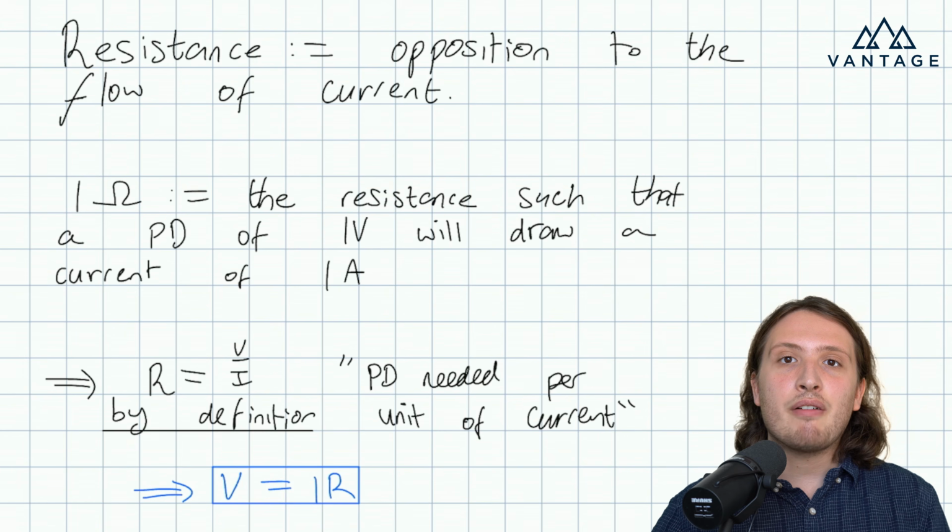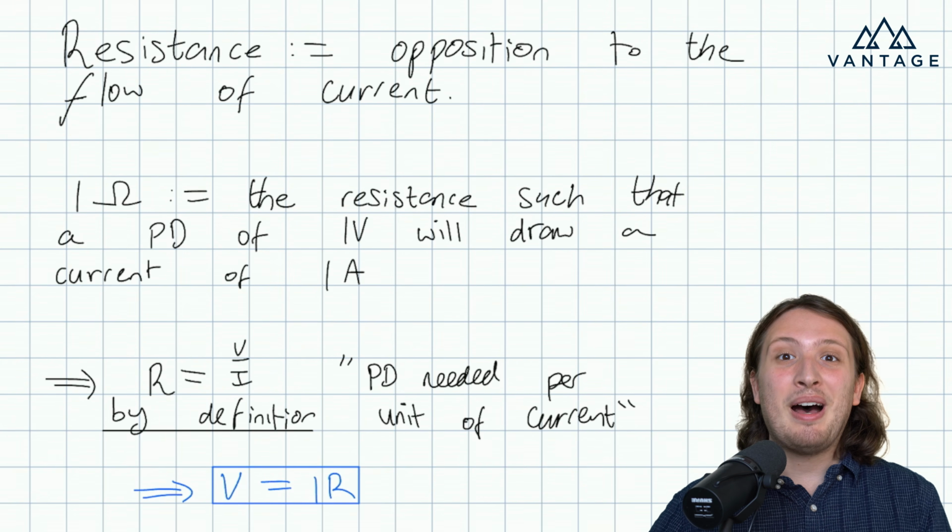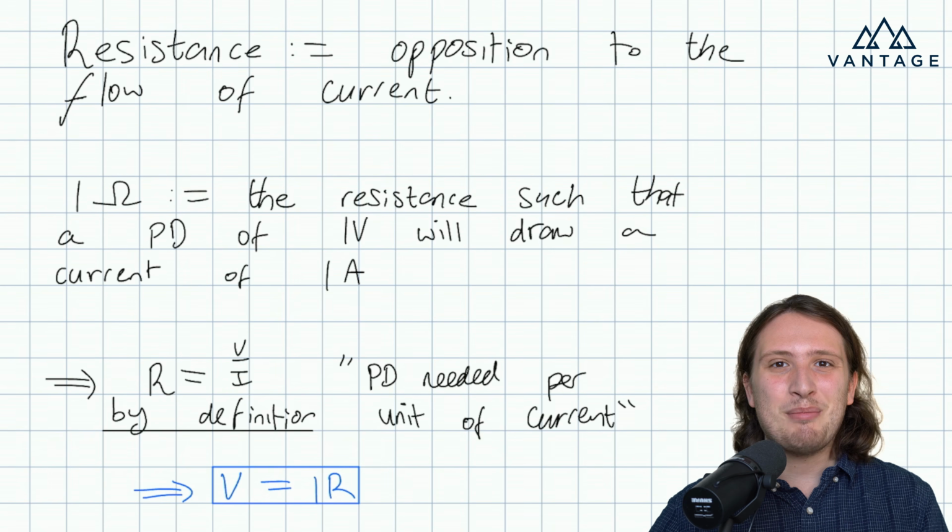So we know that current will tend to flow along a potential difference, just as water tends to flow downhill, and a resistance of 1 ohm is such that 1 volt will induce a flow of 1 amp. So that means one way of defining resistance is that it is the potential difference needed per unit of current that you want to flow.